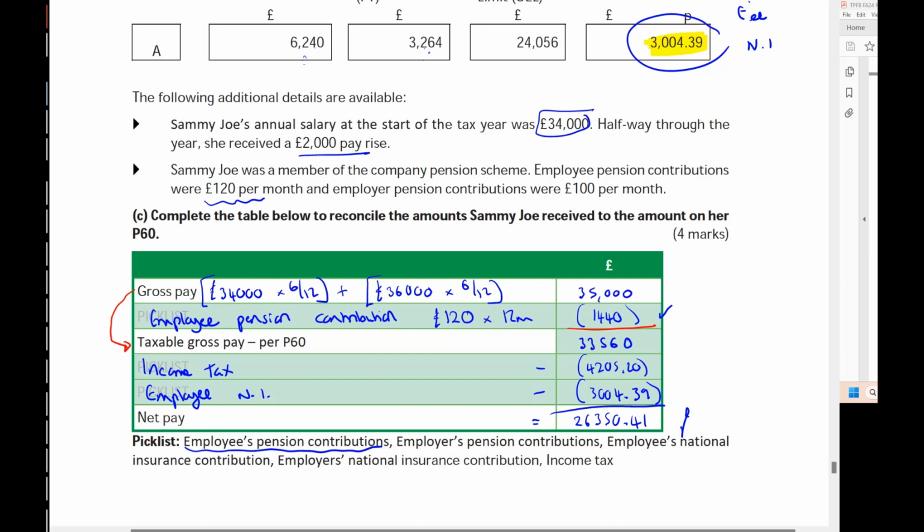So that's demonstrating that I understand pensions. I understand how to deal with tax and NI. I understand the difference between the employee putting money into their pension and the employer putting money into their pension, and so on. And that brings us to the end of our penultimate task. So the next one is going to be our final task, task number 8.